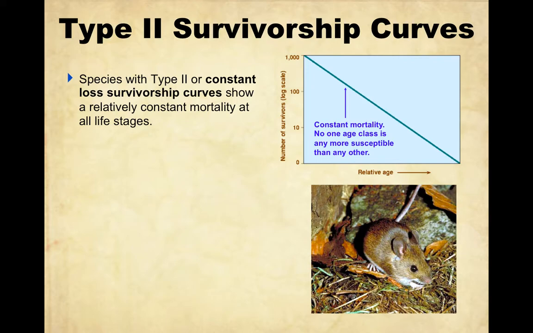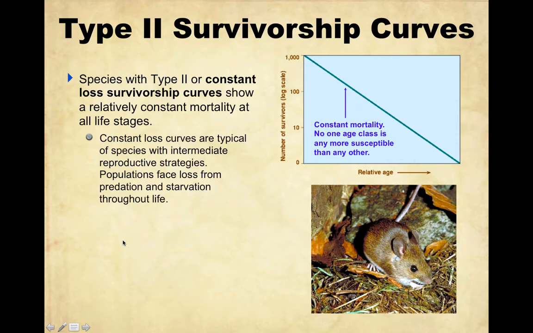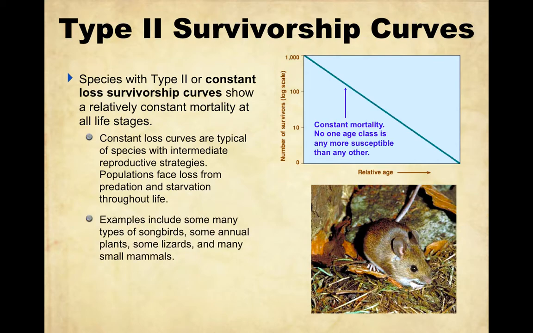Type 2 is those with constant survivorship curves. So age kind of doesn't make a difference, okay? They have equal chances of dying at all ages and stages of life. So these are with intermediate reproductive strategies, meaning they produce a high amount of young with a medium amount of parental care. So they can die from predation and starvation equally throughout their life. So examples are most birds, some fish, some plants, lizards, and many small animals, mammals such as rodents.